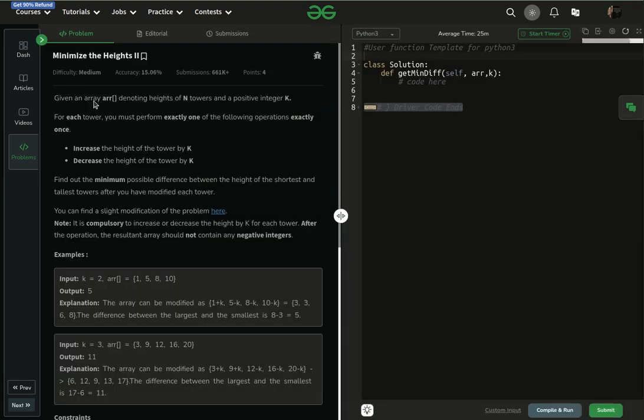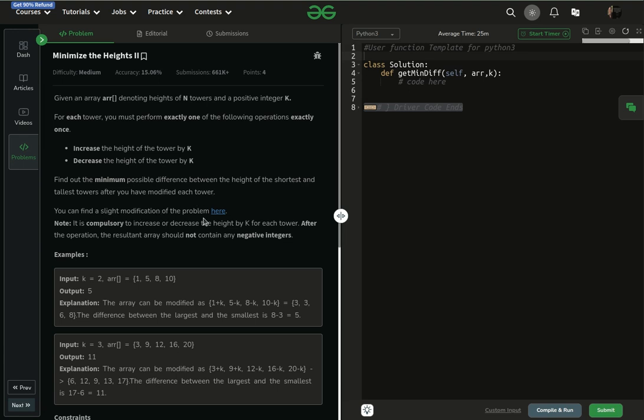Given an array denoting heights of n towers and a positive integer k. For each tower, you must perform exactly one of the following operations exactly once: increase the height of the tower by k, or decrease the height of the tower by k. Find out the minimum possible difference between the heights of the shortest and tallest tower after you have modified each tower. So you can find a slight modification of the problem.